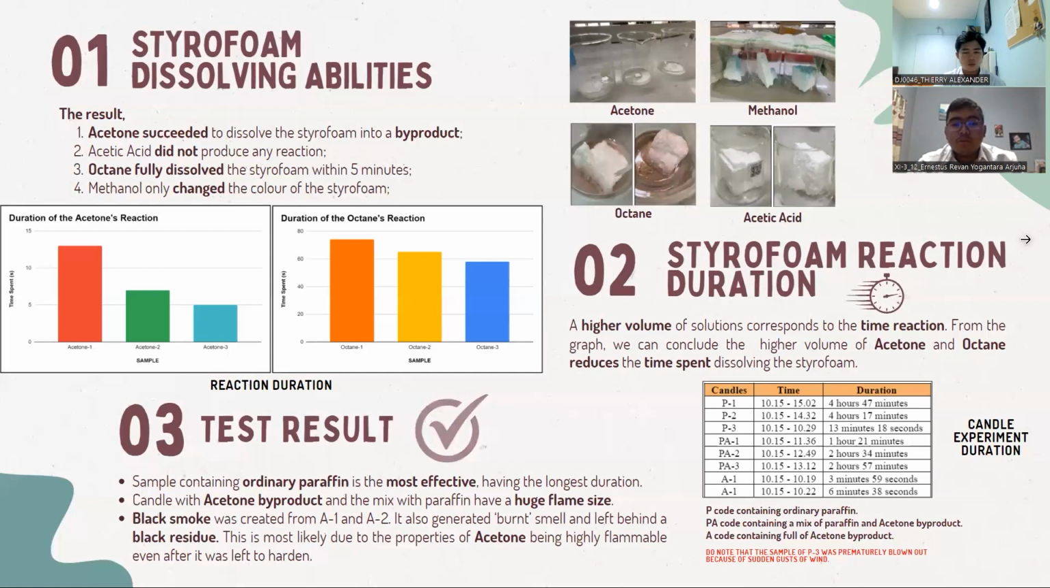If we move over to the table on the right, we can see the total data. Meanwhile, do note that the sample of P3 was prematurely blown out because of a sudden gust of wind. Next slide.